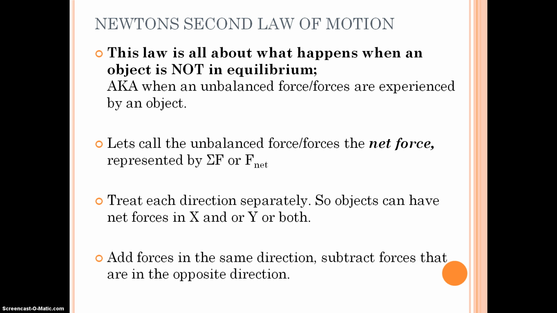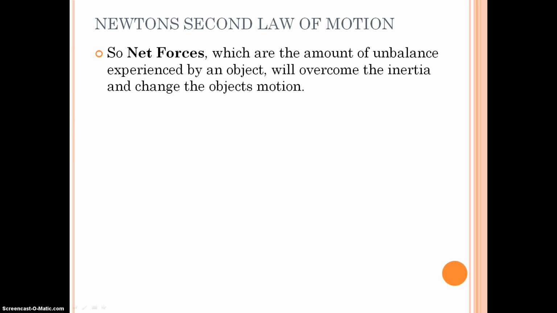And finally, we're going to be adding forces that work in the same direction. We're going to be subtracting forces that work in opposite directions, like vectors. So net forces are the amount of unbalance experienced by an object. This net force will overcome the inertia and change the motion of the object. Newton's first law says the object wants to resist the change of motion, but the second law states that if you have an unbalance, it will always overcome the inertia and change its motion. The amount the object will change its motion depends on either how much net force there is or how much inertia it has.